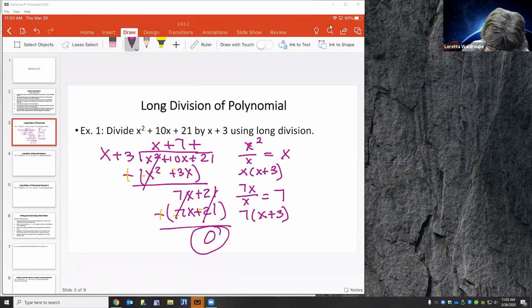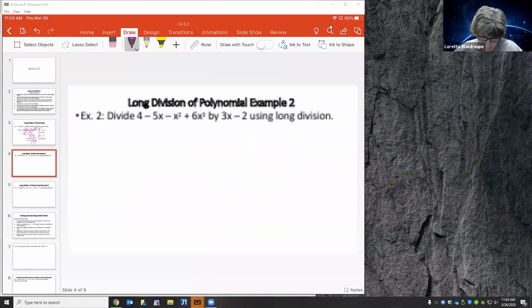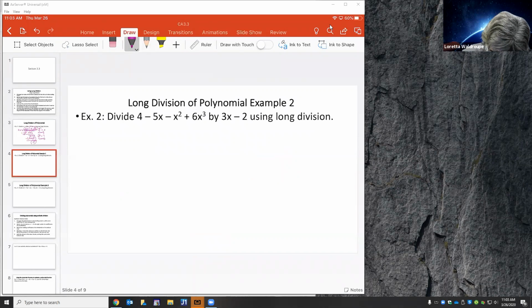So you'd say, in MyMathLab, if they have this remainder box, you'd put a 0 up there. If they don't have the remainder box, you'd just put x plus 7. Okay, let's do another one.